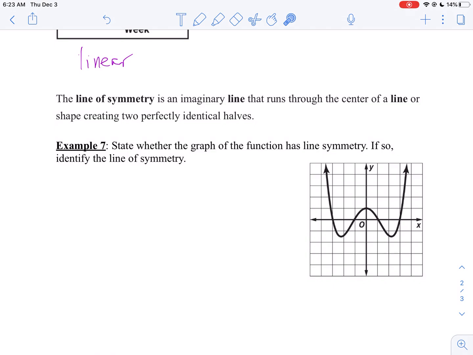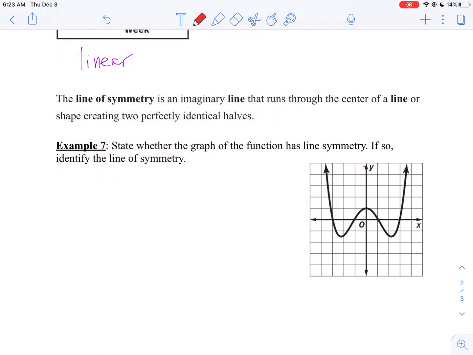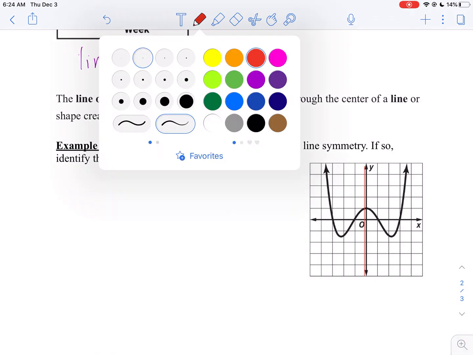Now, if I look at example 7, is there a line that I could draw through that would match it perfectly? Well, let me change colors here so you can see it. It looks like the y-axis would be a line of symmetry, doesn't it? That is, I could take it and flip it over the y-axis. It would match up perfectly. So this is line symmetry.